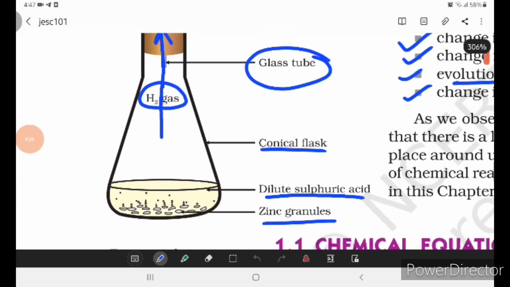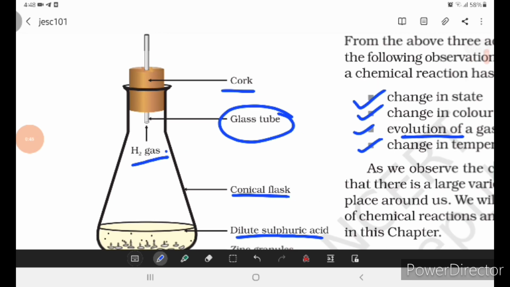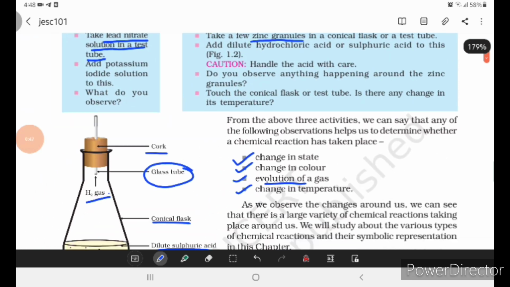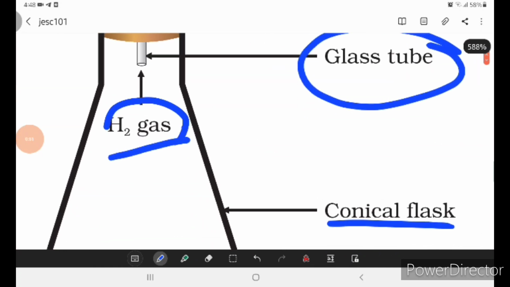After a few minutes, as the reaction takes place, we get hydrogen gas as a result of this reaction. So from this activity we could find that hydrogen gas is evolved.